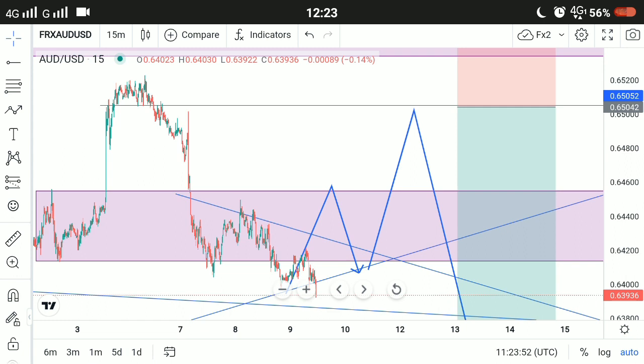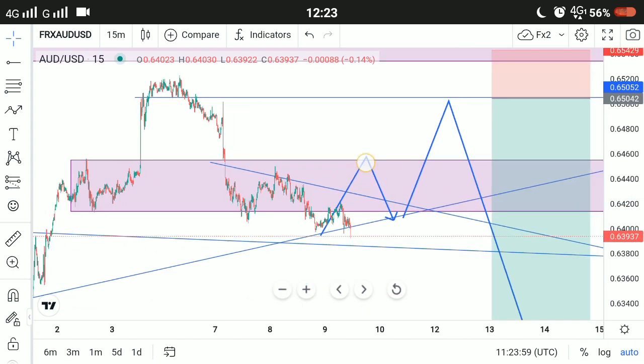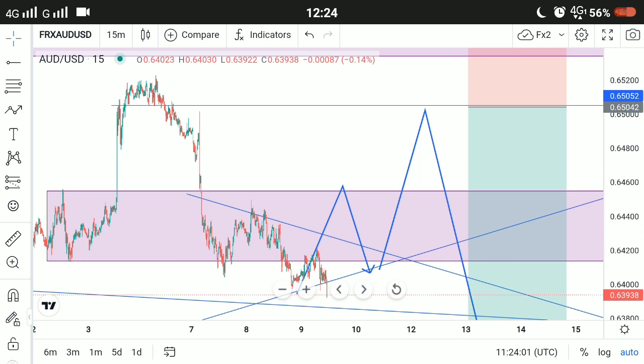Once we see price break above this trend, I'll be looking out for those who will be intending to buy this pair as a pullback. You are good to go. Then I will be intending to sell this market from this position to the downside.